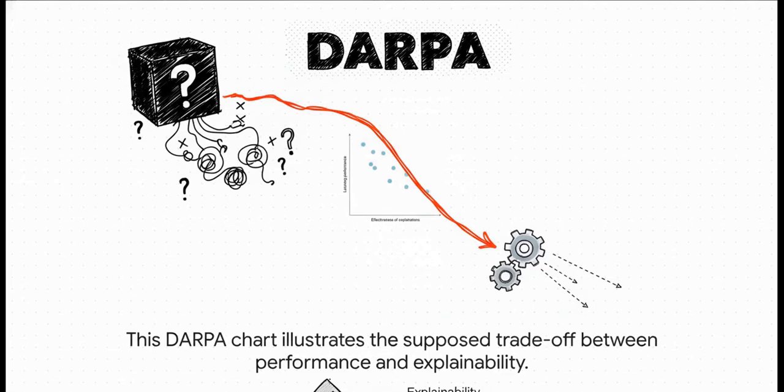It came out of a big U.S. defense research program, and it's been shown everywhere. It shows this clean, smooth curve. As your model gets more explainable, its performance just has to go down. It looks so official, so convincing, doesn't it?